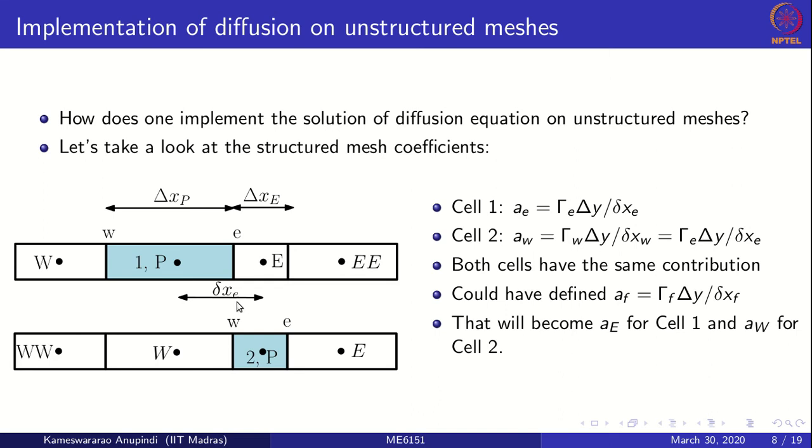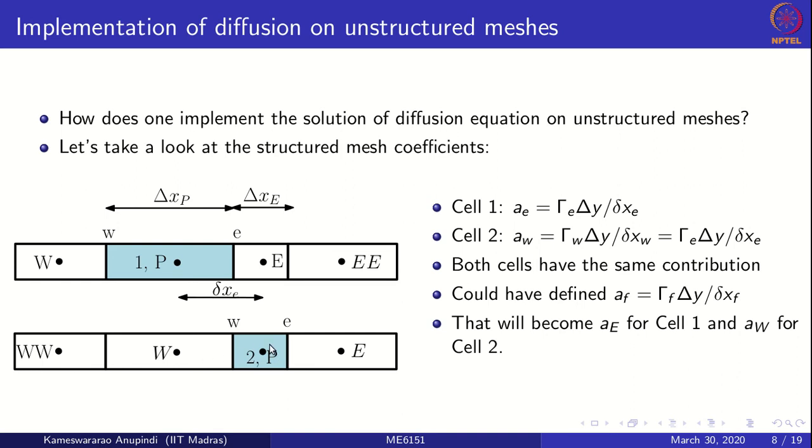So let us see, if you are discretizing cell 1, what is our A east? A east is nothing but gamma E delta y by delta xe. That is gamma E on the face, delta y this height, and delta xe this distance. Now when you are done with cell 1 and go to cell 2, what would be the coefficient for A west? A west would be gamma west, on this particular face, delta y this height, divided by delta xw, that is this width.